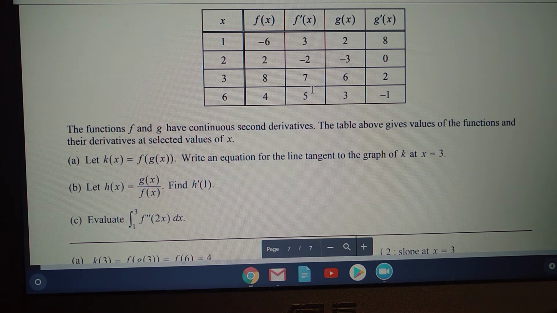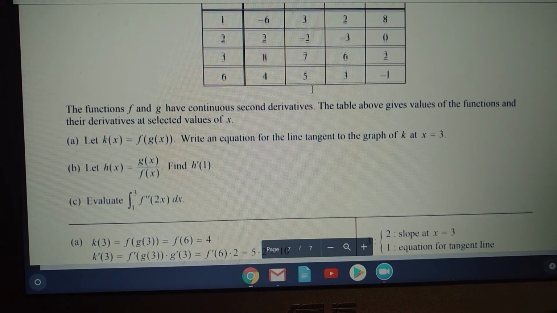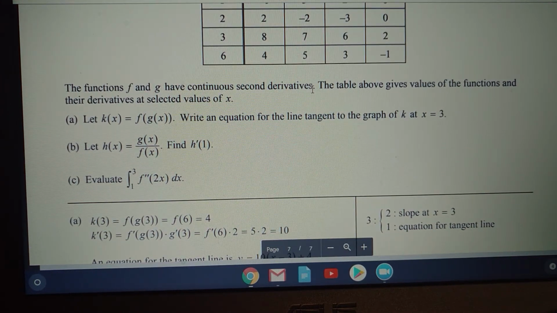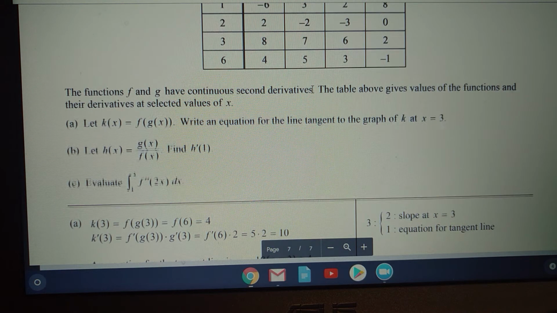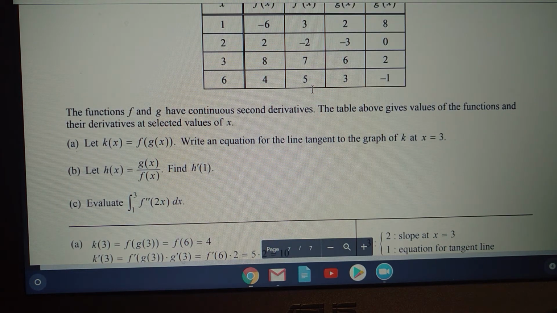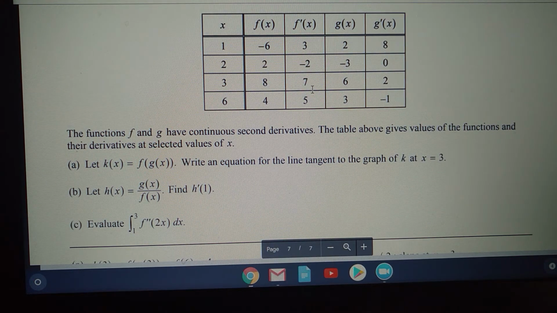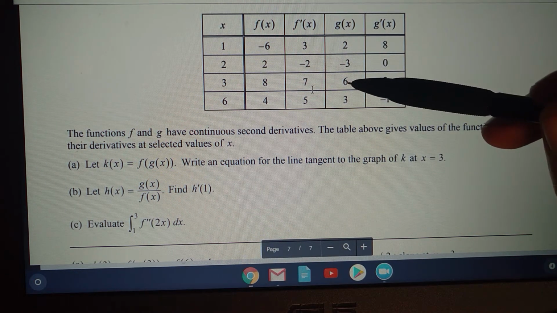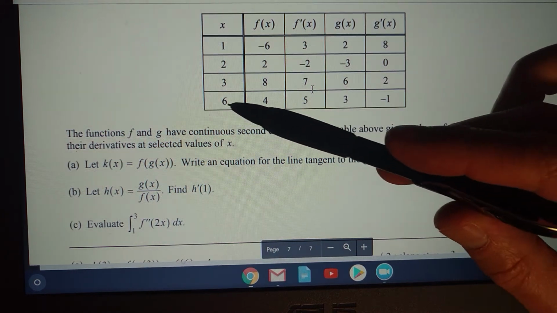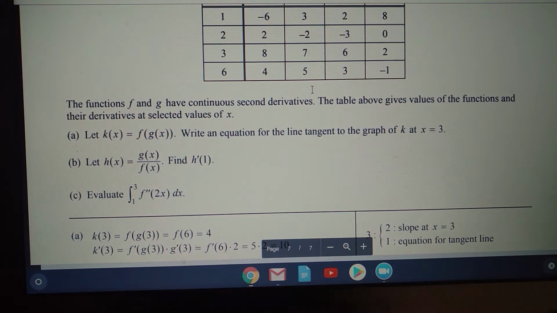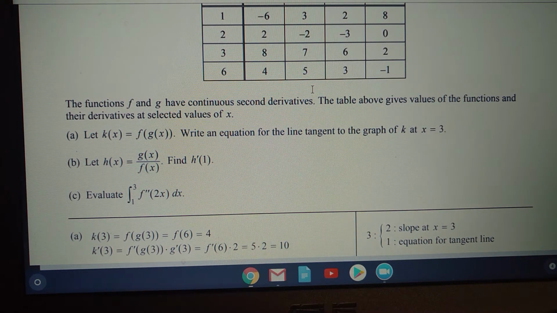To get a slope, we must take the, well, first it looks like we'll get the point. So k of 3 is going to be found by doing f of g of 3. If I put 3 into the function g, notice I would get a value of 6. And then if I put 6 into the function f, I would get 4. So for an x of 3, I get a y value of 4. That makes my point (3, 4).